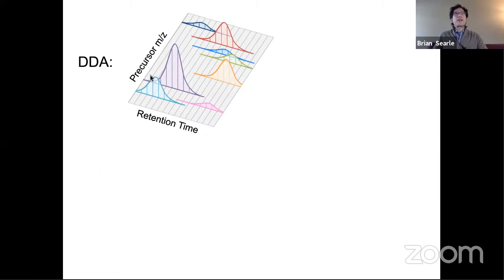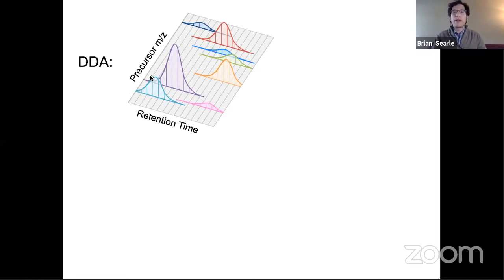So just to go through some of the basic schematics for how DDA works, just to make sure that everyone's on the same page. With DDA, you would be interested in identifying peptides out of a precursor map. So over precursor m/z on one axis and retention time on the other, each one of these peaks is a precursor signal for a different peptide.